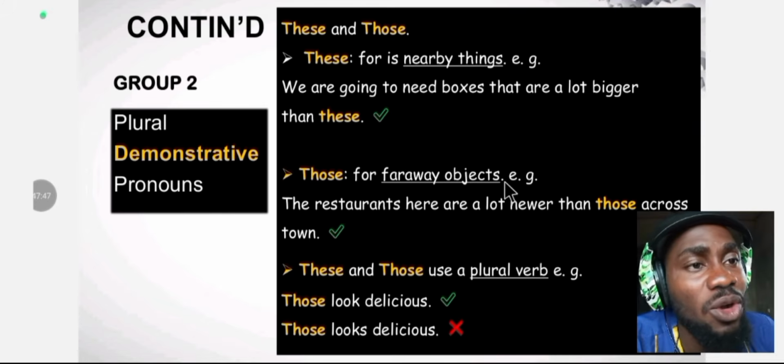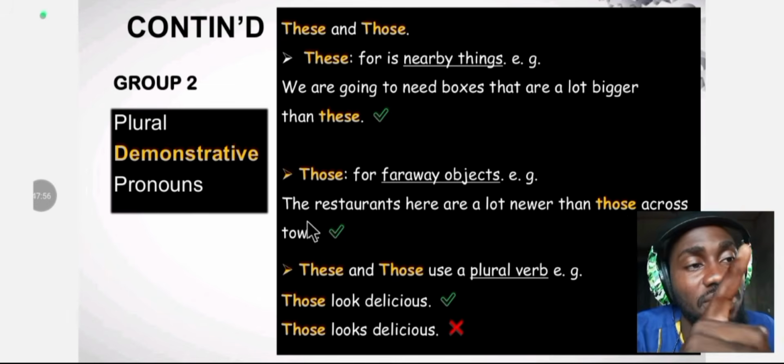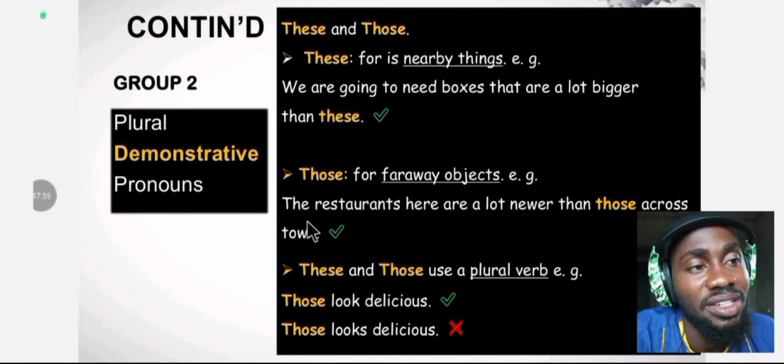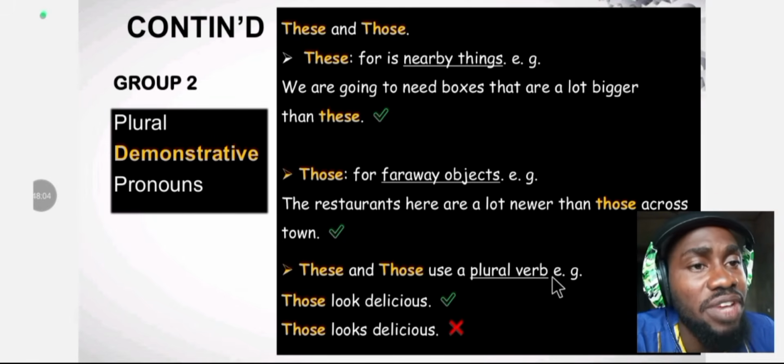Those is used for faraway objects. For example, the restaurants here are a lot newer than those across the town. So you are talking about things that are farther away. Okay? These and those use a plural verb.